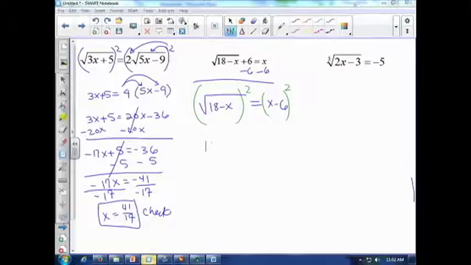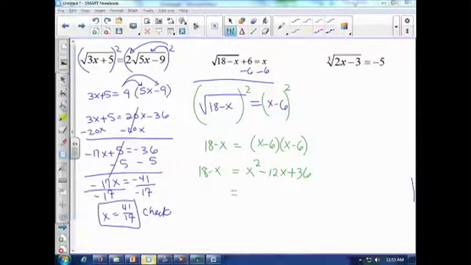When you square this side, you get what's under the radical. When you square this side, you are multiplying x minus 6 by itself. So you're actually multiplying a binomial by a binomial, or squaring a binomial, which you need to FOIL. Once you FOIL, you get x squared minus 6 inside, minus 6x outside is minus 12x plus 36. And so we have 18 minus x on this side.